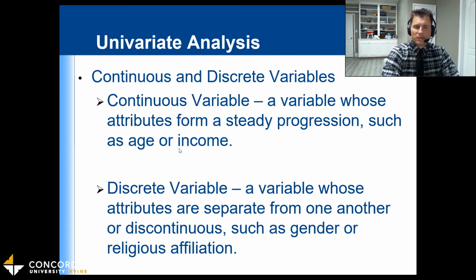Continuous and discrete variables. A continuous variable is a variable whose attributes form a steady progression such as age or income. A discrete variable is a variable whose attributes are separate from one another or discontinuous, such as gender or religious affiliation. So continuous is a steady progression. Age, it continues to increase. Income continues to increase. Discrete does not change. You do not change the variable there.